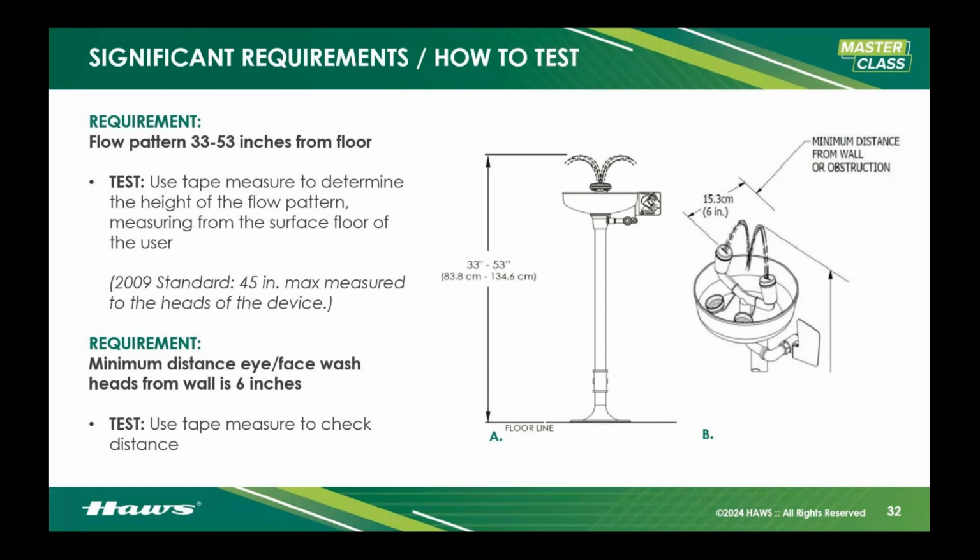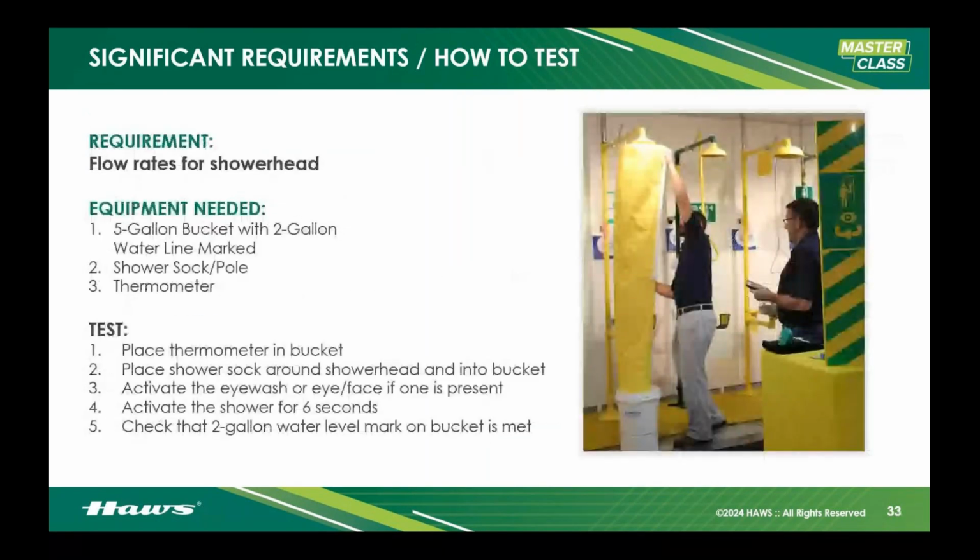So anywhere between that range, totally fine. The eye wash heads also have to be free of obstruction by 6 inches, and that's around each head. And that's just to assure there's no obstructions. Nothing's going to obstruct the flow pattern.